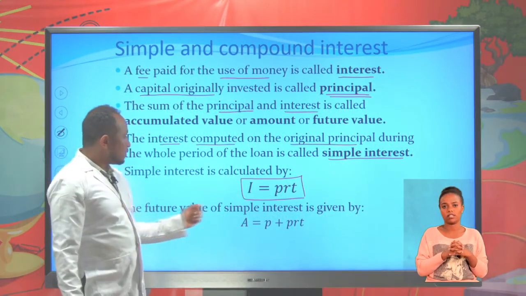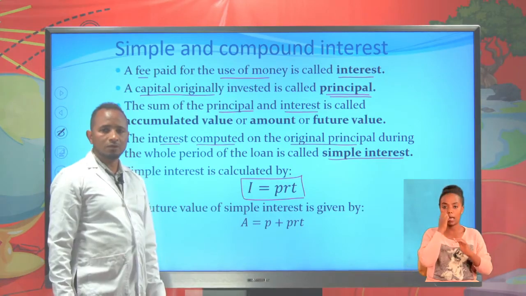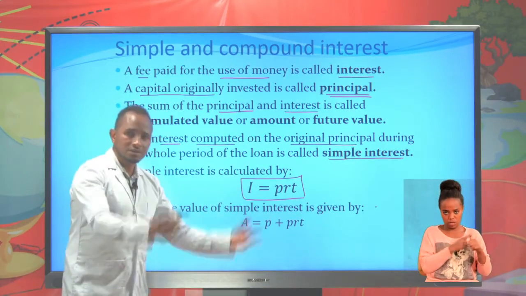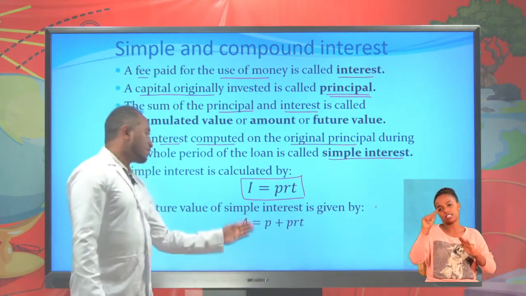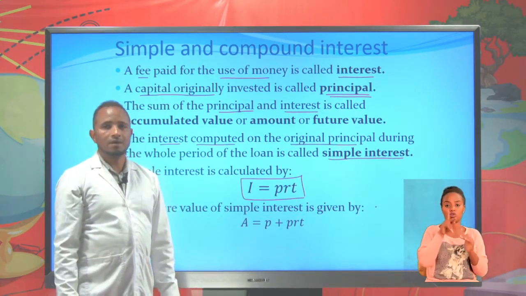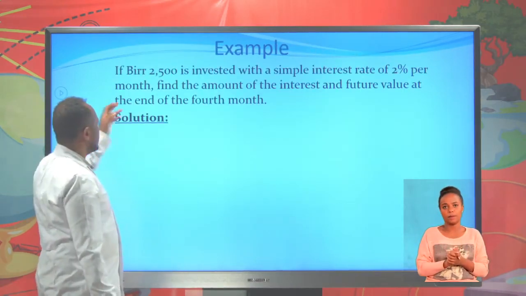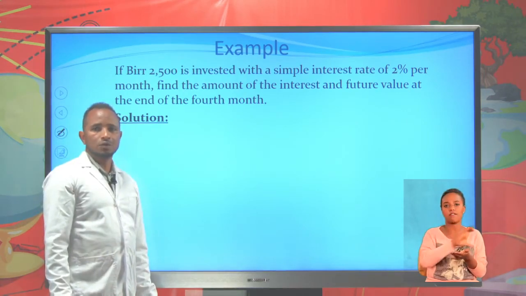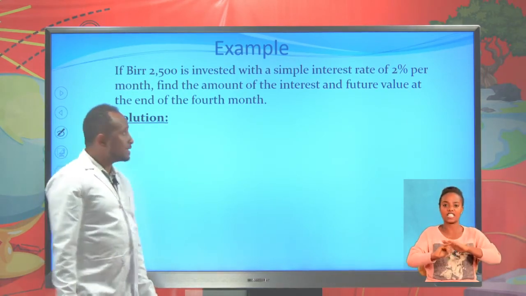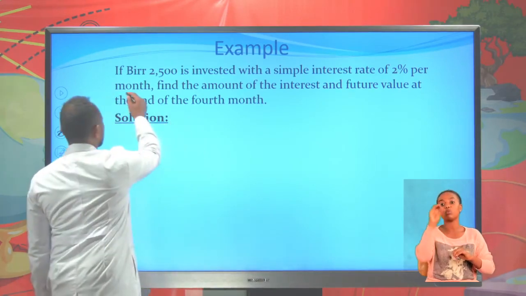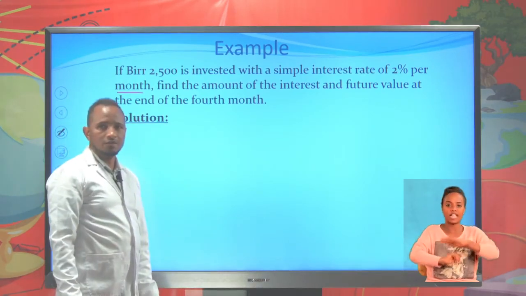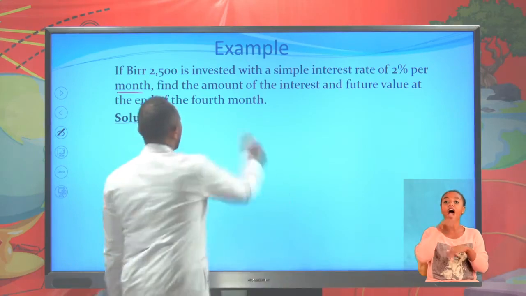Okay, and to find the future value of simple interest, that means the amount, it will be equal to the money you originally put, which is P, plus the interest, which is PRT. Therefore, the amount will be P plus PRT. Now, let's see an example for this. If birr 2,500 is invested with a simple interest rate of 2% per month, find the amount of the interest and the future value at the end of 4 months.